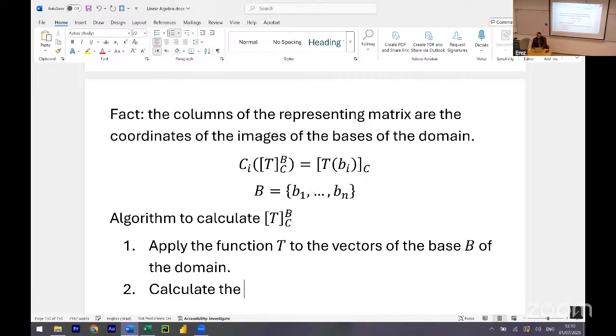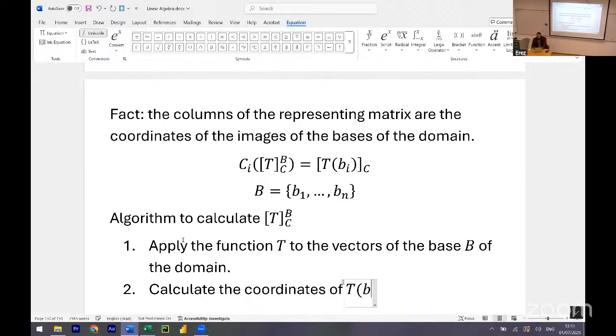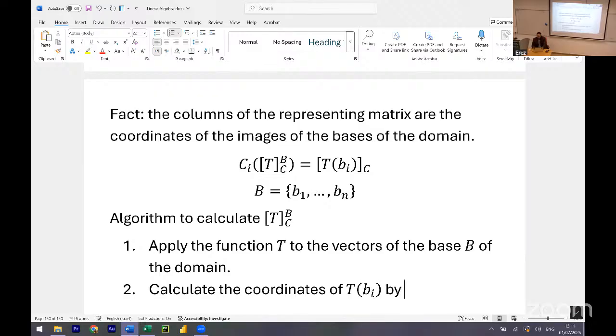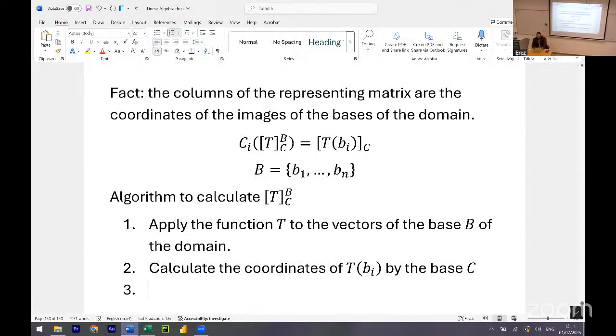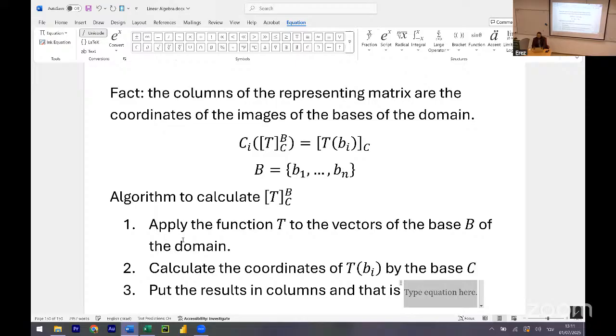Second, calculate the coordinates of T of b_i by the base C. And third, put the result in columns, and that is the representing matrix.